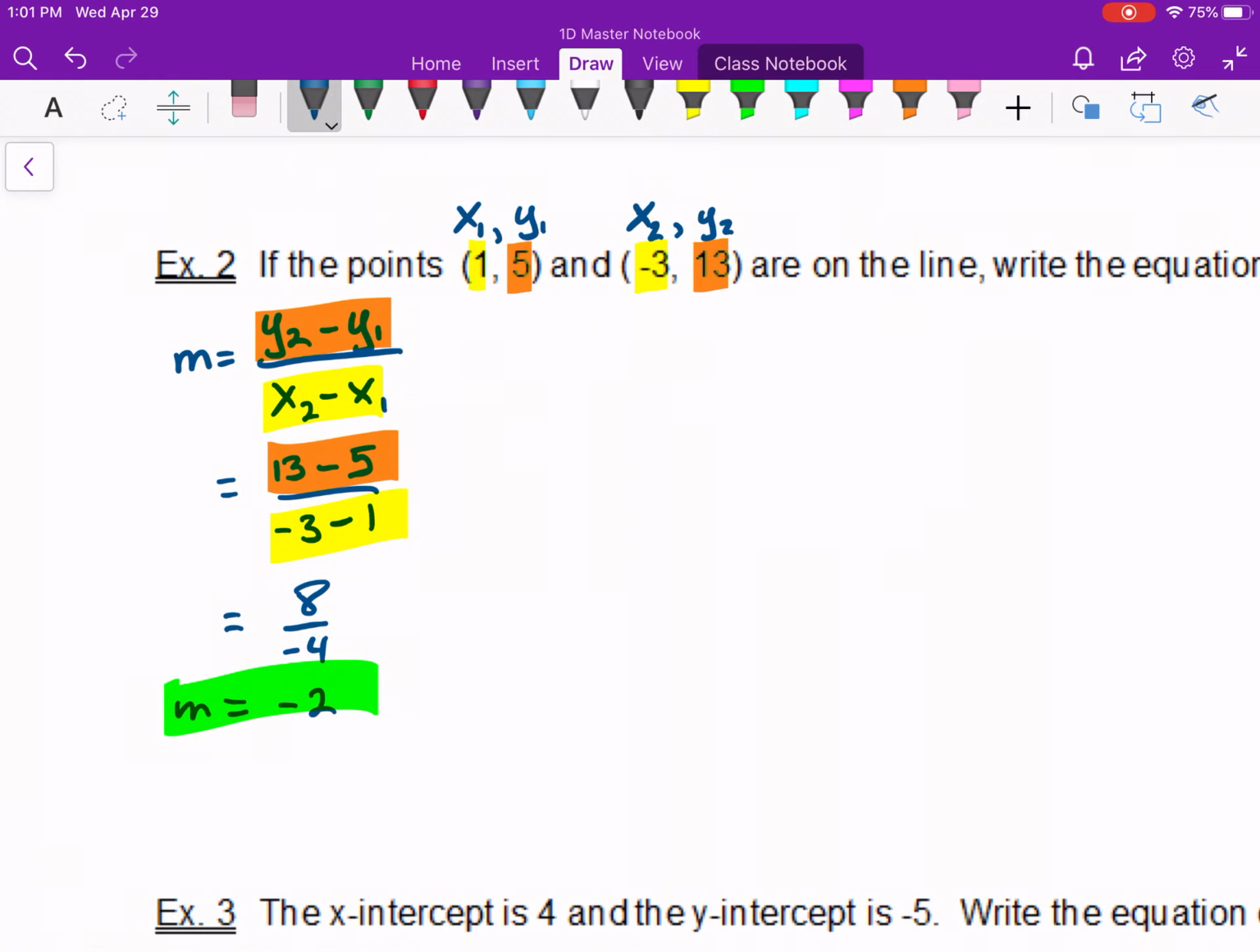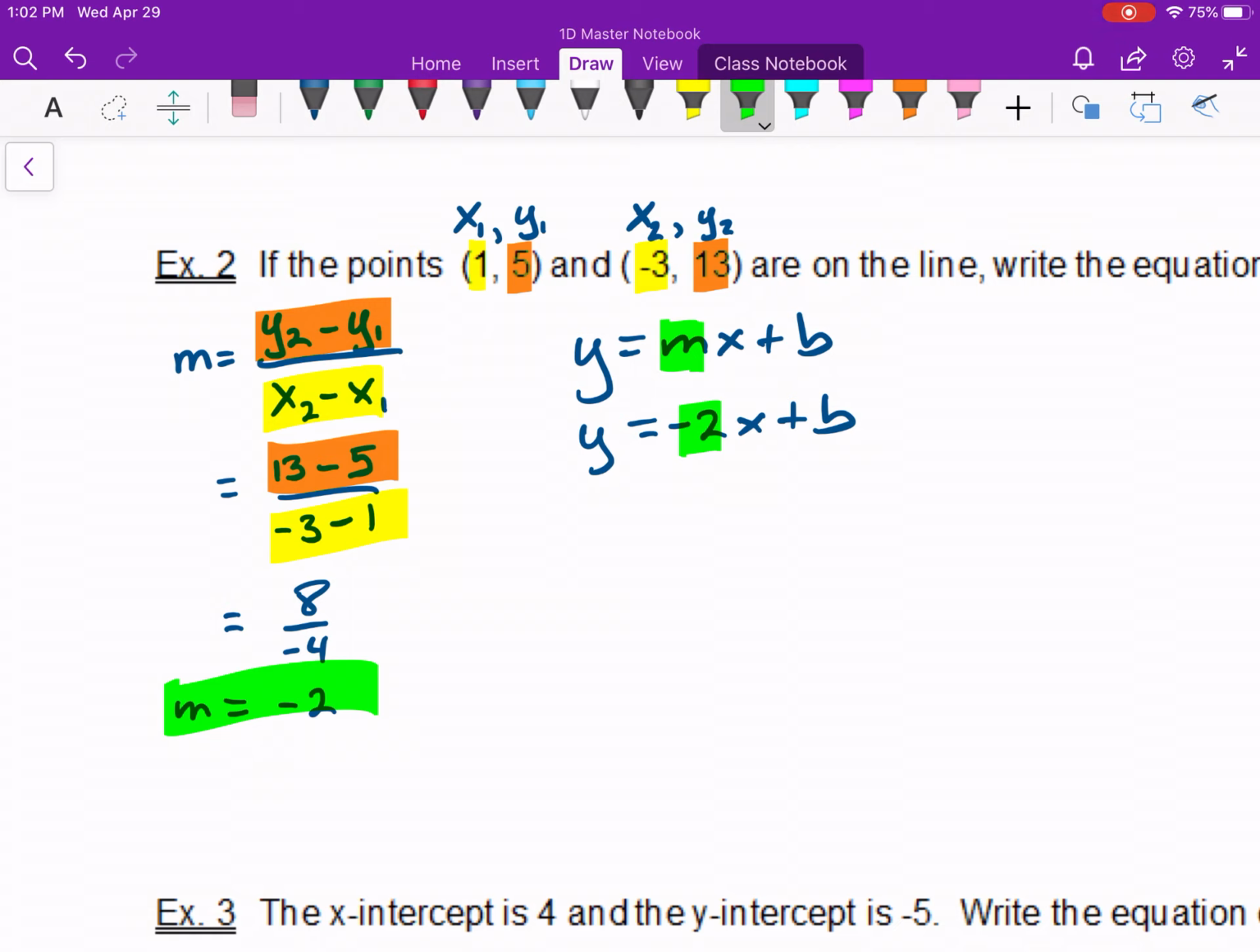Now I'm back to what I've been doing in some of the recent examples that we've had. Y equals mx plus b. Now I know what m is. All right, not a problem. So then I go y equals negative 2x plus b.